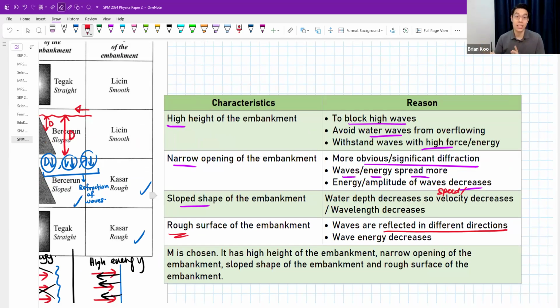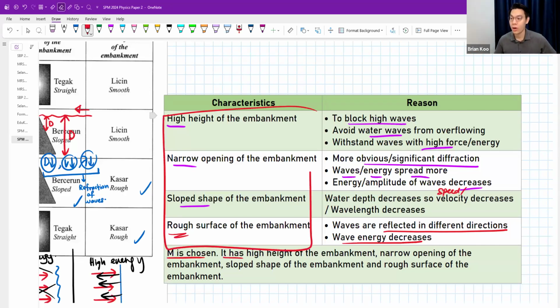Rough surface, so that waves are reflected in different directions. I want it to be messy. I don't want it to hit and reflect nicely. Then I can ensure that energy will decrease. Okay, so M is chosen. Why? Because it has all these things. You copy back again.